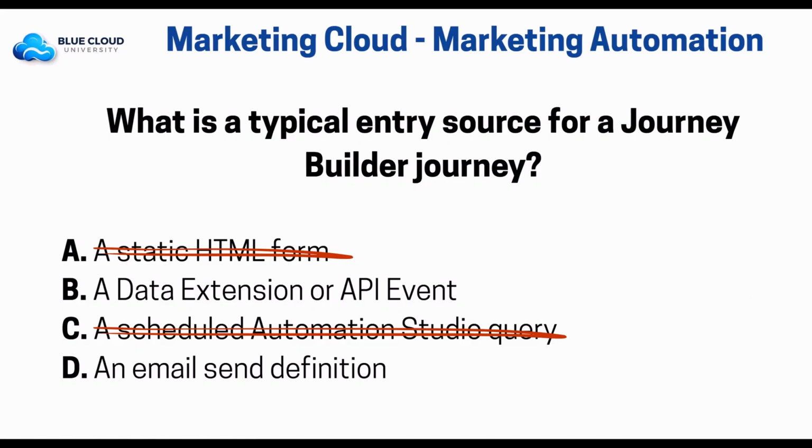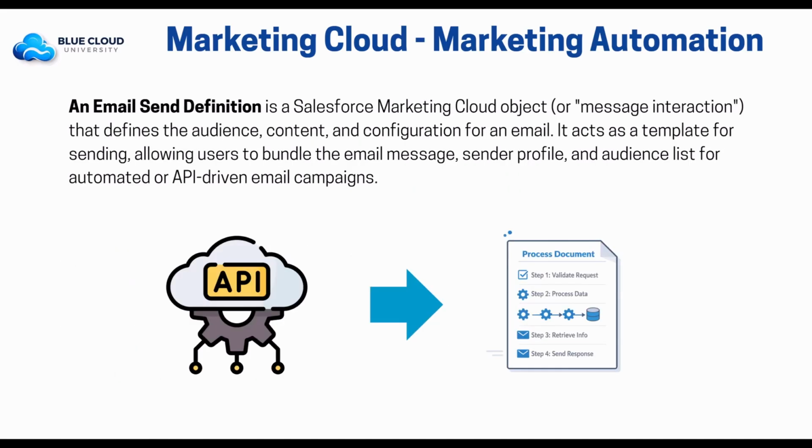And then finally for D, it's offering an answer of an email send definition. Well, when we talk about an API call, for example, when somebody signs up for something on our website in the middle of the night and that request comes in as an API call, that's some code that says somebody's just done this. Here's the data I've collected on them, and it brings it into Marketing Cloud. In order to respond, Marketing Cloud needs to know how to respond. What email am I sending back? How am I personalizing this email, etc. And that, in this case, is what an email send definition is.